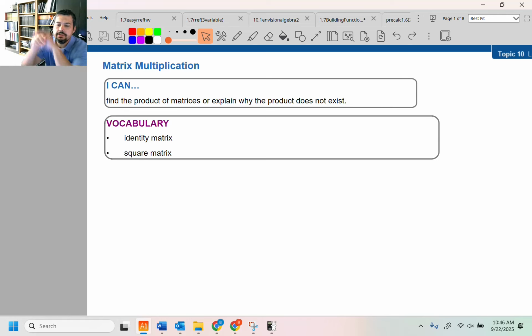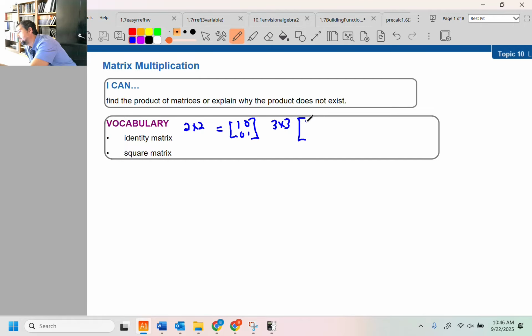Alright, so this is 10.2 matrix multiplication, which can be a bit of a bear, to be honest with you. In your vocabulary, we have what's called the identity matrix. An identity matrix, for let's just do a 2 by 2, would look like this: 1, 0, 0, 1. Or if you did a 3 by 3, it'd be 1, 0, 0, 0, 1, 0, 0, 0, 1. These are what we call identity matrices.